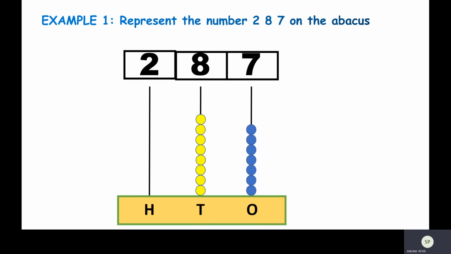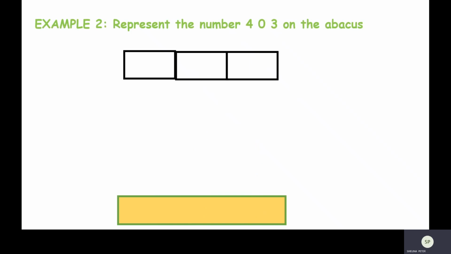Now let us go to the 100's place. How many beads will you use to represent the 100's place? Correct. You will use 2 beads. Let us count. 1 and 2. So this is how we represent the number 287 on the abacus. Let us take one more example. Now represent the number 403 on the abacus.